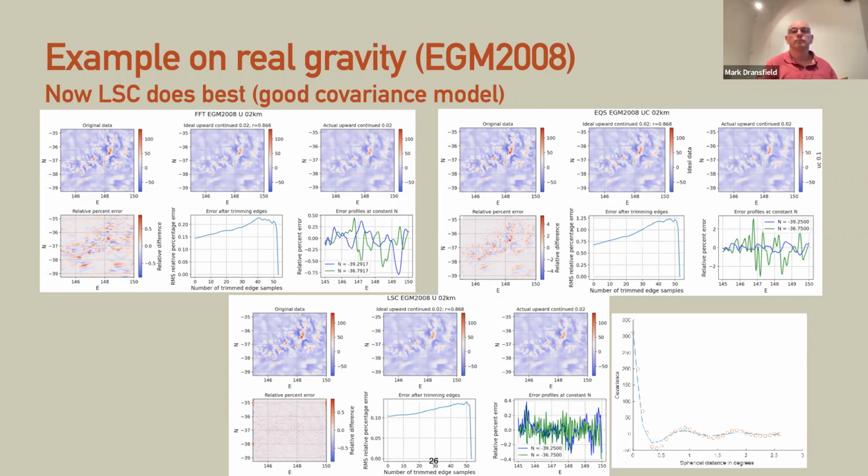And without spending time going through all of the images just yet, the error after trimming for the least squares collocation is about 0.1. For the equivalent source, it's about 3/4, 0.75 again. And for the FFT, it's about 0.15. So the equivalent source has done the worst. Fast Fourier transform has done much better. And the least squares collocation has done the best.